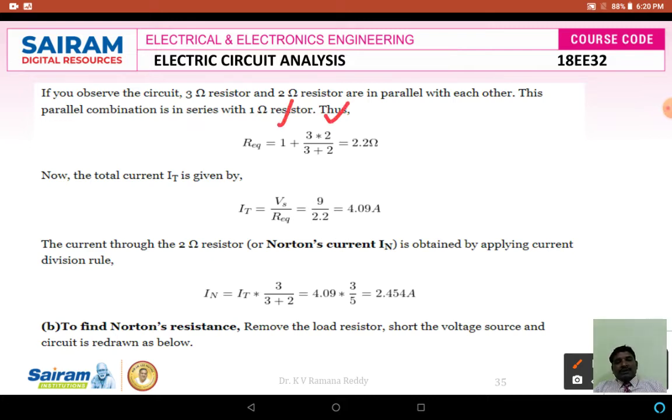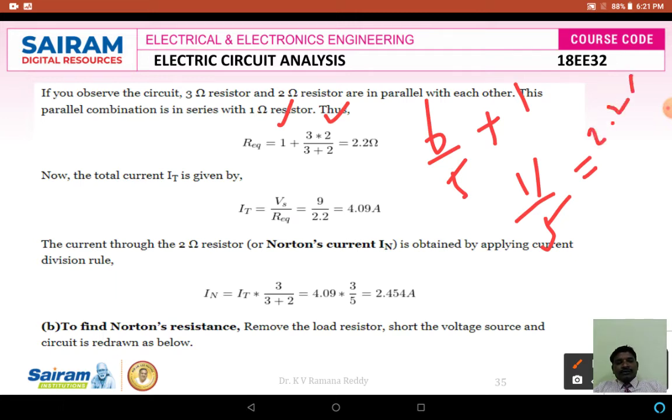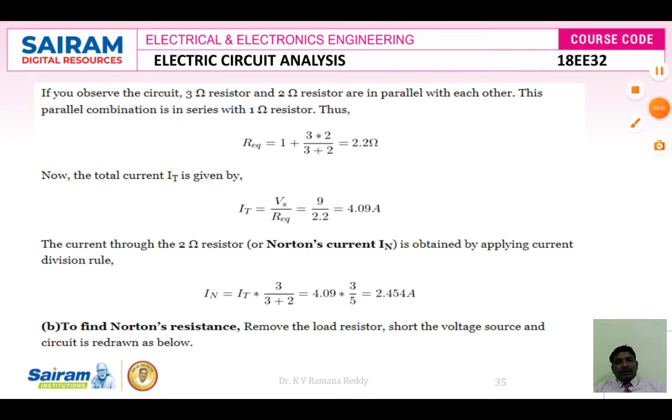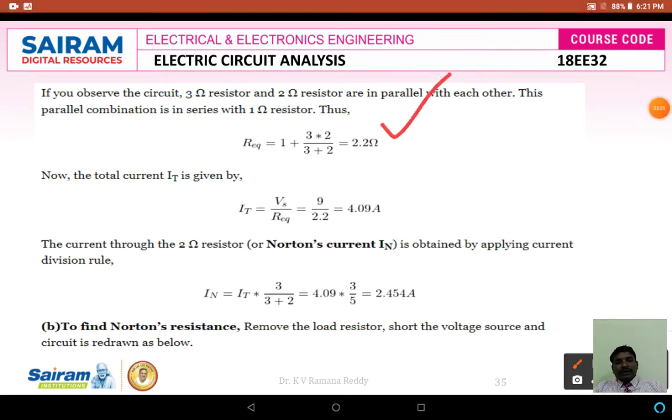So it becomes 3 twos are 6, by 3 plus 2, 5. 6 by 5 plus 1 becomes 11 by 5, which is almost equal to 2.2 ohms. So the R equivalent value is 2.2 ohms. If R equivalent is 2.2 ohms, next what is the total current? The total current is Vs divided by R equivalent. Vs means 9 volts from the given problem.